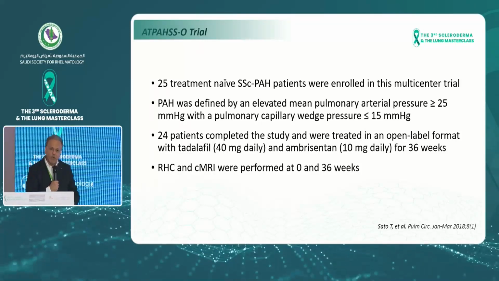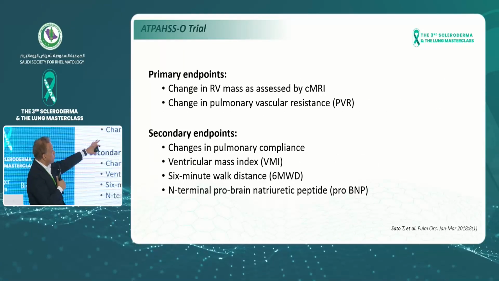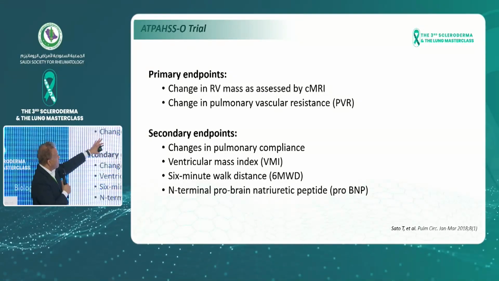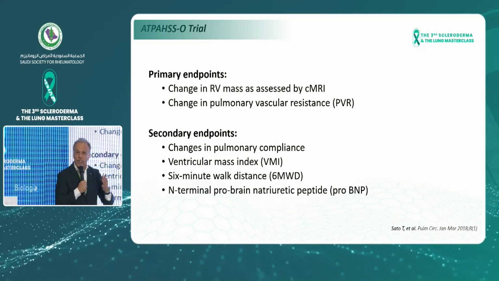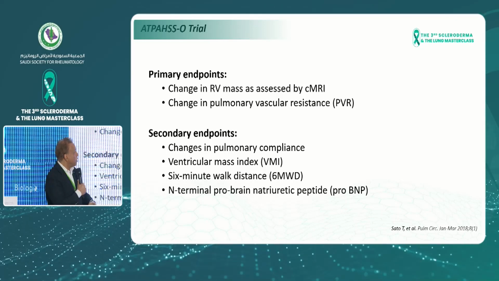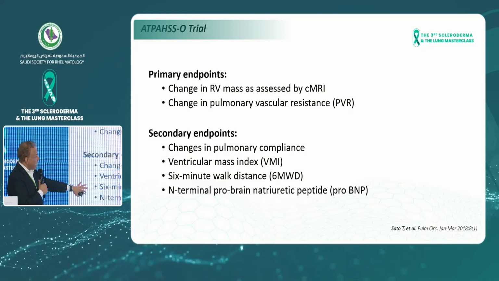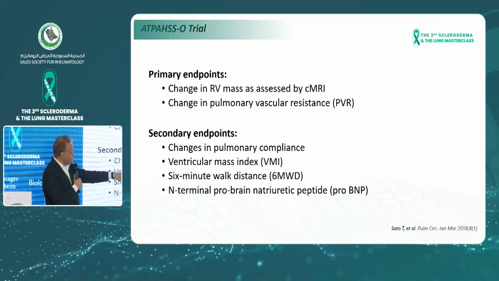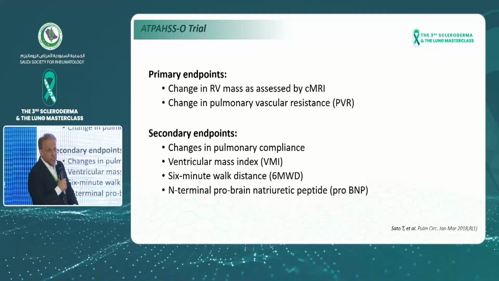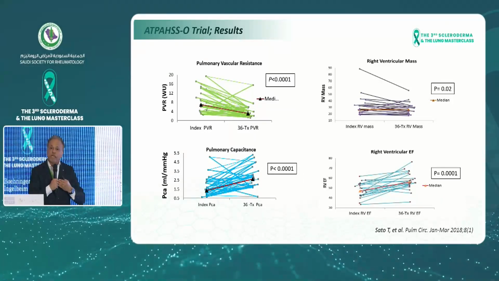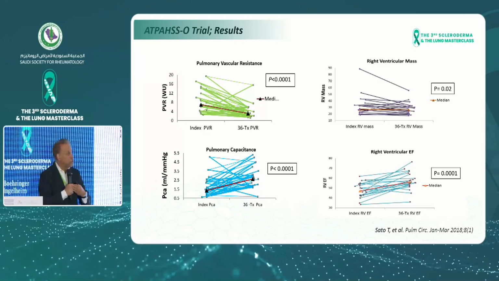They treated those patients, but interestingly, they looked at unusual endpoints. They looked at the RV mass, the RV coupling, uncoupling, the change in pulmonary vascular resistance, and then compliance, ventricular mass index, 6-minute walk distance, and pro-BNP. And what they found is that this upfront combination does work in scleroderma patients.